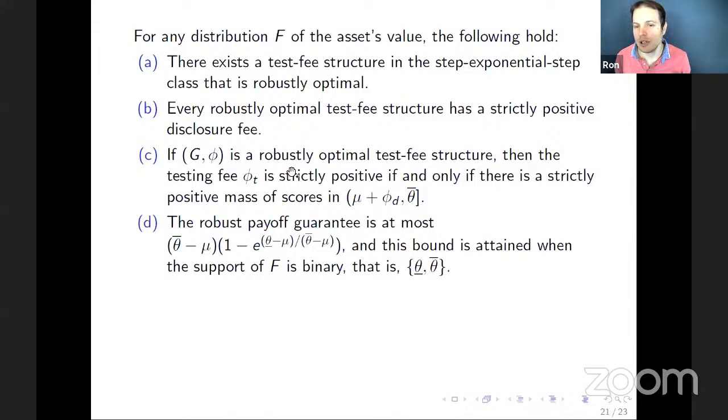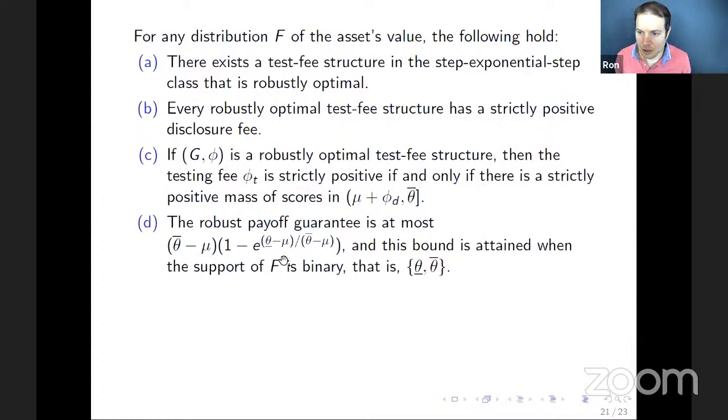It does if and only if there is that additional score that arises with positive probability at the top. And we have a formula for the maximal robust payoff guarantee as a function of some properties of the distribution, right? The expected value and the upper and lower bounds. And in fact, this guarantee is attained whenever we have a binary support.